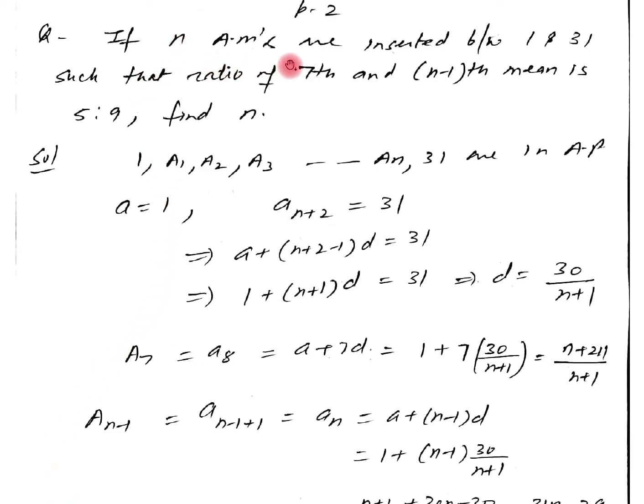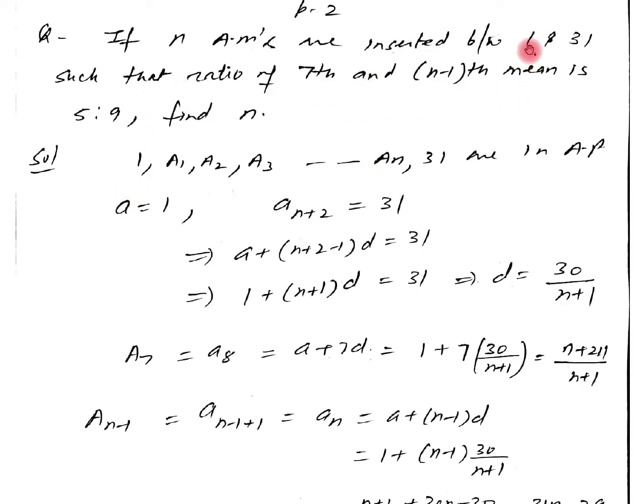Now n arithmetic means are inserted between 1 and 31. Show that the ratio of the 7th and (n minus 1)th mean is 5:9. Find n. Note the term mean.